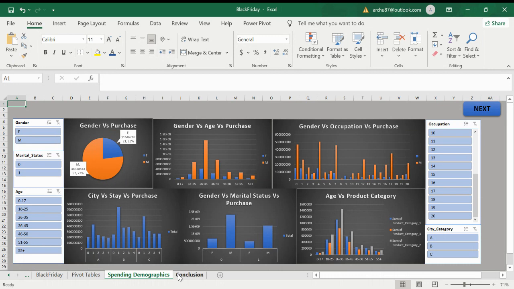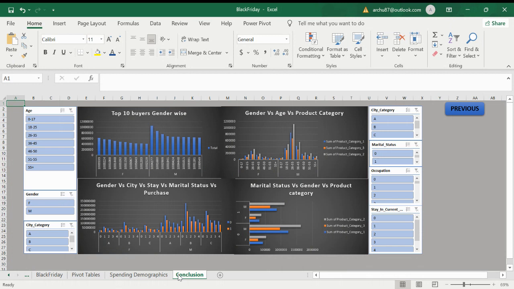So next, we will be going to the conclusion dashboard. Here we can see the top 10 buyers gender wise, that is female and male. We can see that the male is again dominating. They are purchasing more, and the purchase is more in terms of money. And again here we can see female and male.